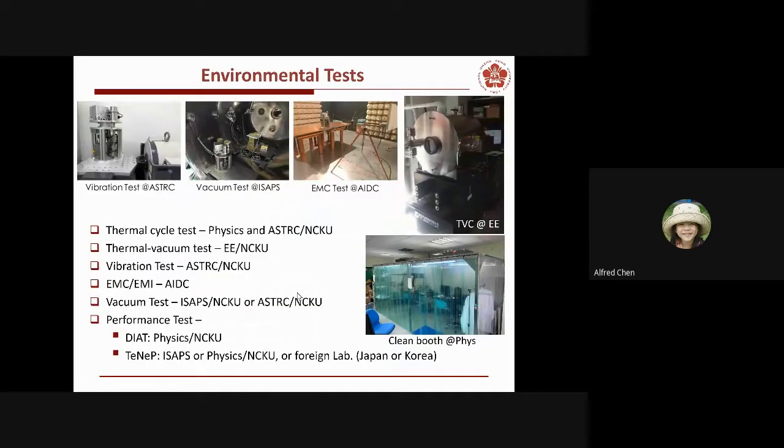In the coming months, we will carry out the following environmental tests, including the thermal cycle test, which will be done in physics and the ASTRC NCKU, the thermal vacuum test at the EE NCKU, and the vibration test at the ASTRC NCKU. The EMC EMI test will be assisted by AIDC. And then we will also do the vacuum test at the ICEPS NCKU or ASTRC. The performance test of the DIAT will be carried out in physics, and the TNAP at ICEPS of physics, if our new chamber can get ready soon.